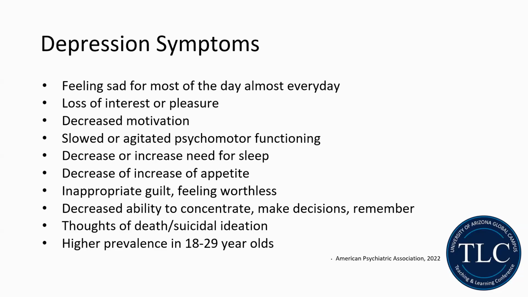They have a hard time concentrating and making decisions. They have a tough time remembering things. This can be very frustrating because they can notice a difference between pre-depression and a depressive period. They might have thoughts of death or suicidal ideation. Some people with depression might go on with attempts, but some people have thoughts that just pop up into their head about harming themselves or killing themselves, and these thoughts can be very, very scary for them. There's a high prevalence in 18 to 29-year-olds. At UAGC, we're at about the average age of 35, but still, this could be a lot of our students that are going through this.